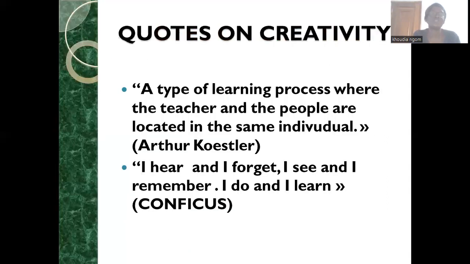Now, these are some quotes about creativity from Arthur Koestler and Confucius. And I like the quote from Confucius when he says, "I hear and I forget. I see and I remember. I do and I learn." So you see, creativity is about practice. The more we practice, the more at ease we are. And we take the example of speaking.